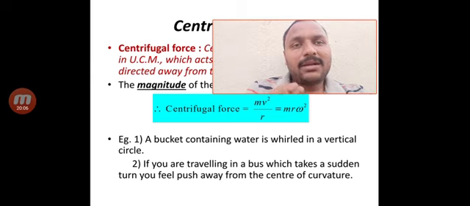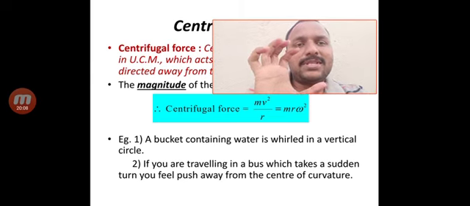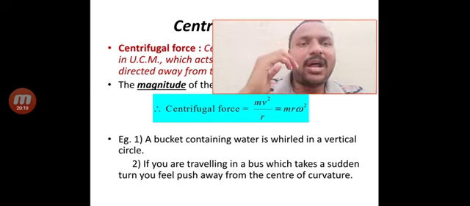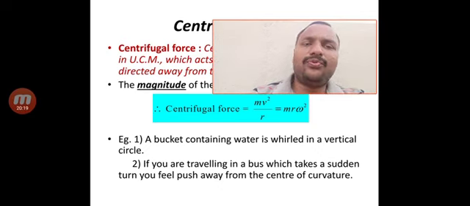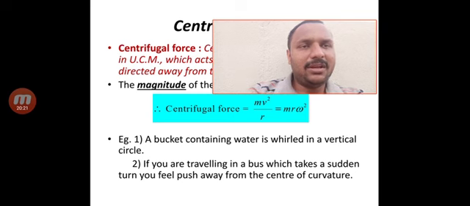Centrifugal force is exerted on the water along the radius but away from the center. Okay, then another example is if you are traveling in a bus which takes a sudden turn, you feel a push away from the center of the curvature.